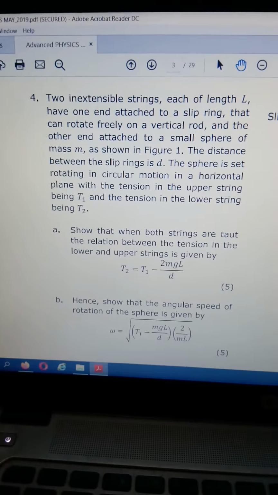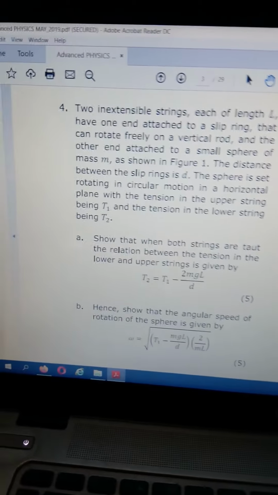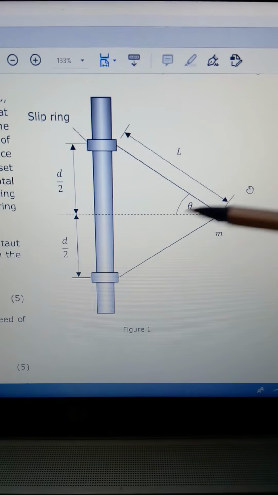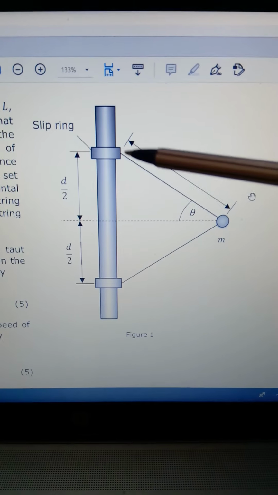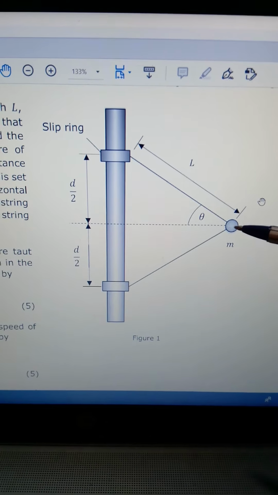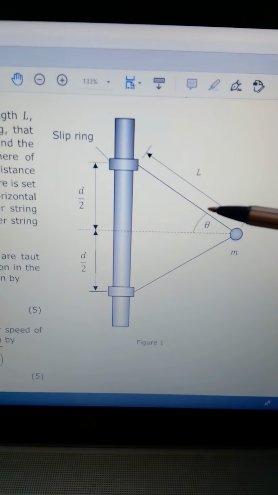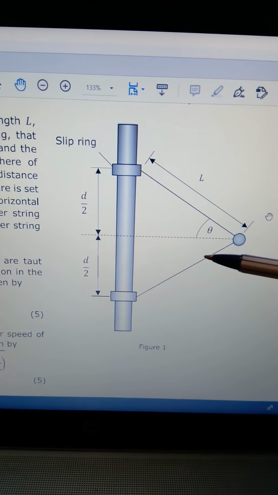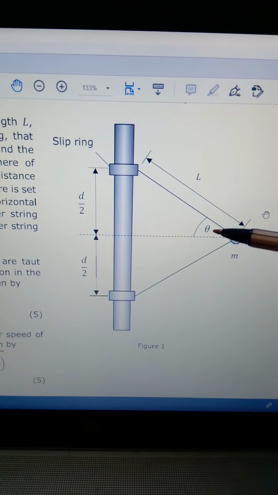Okay, number 4. I won't read the whole question, but I'll explain what we have here. Here we've got a mass, small m, tied with a string, capital L is the length of the string, and this mass is made to turn around this pole. We've got tension in the upper string called T1, tension in the lower string called T2. We've got the angle here, theta.